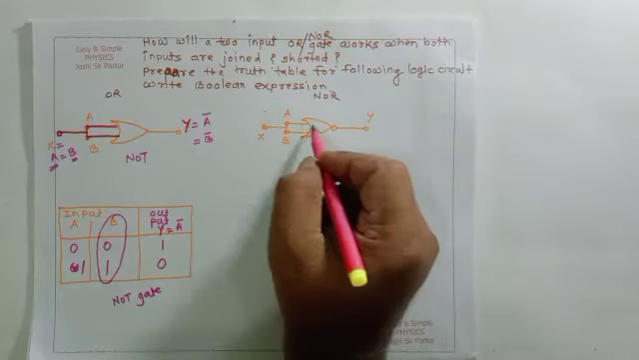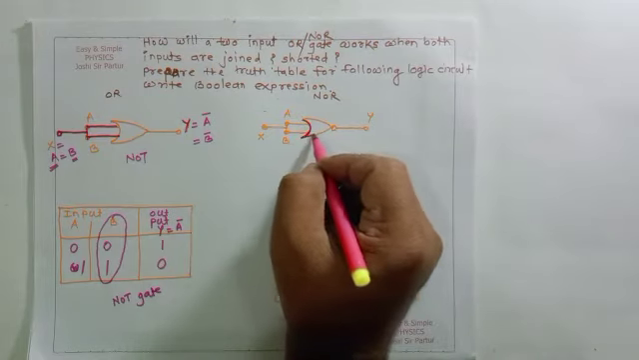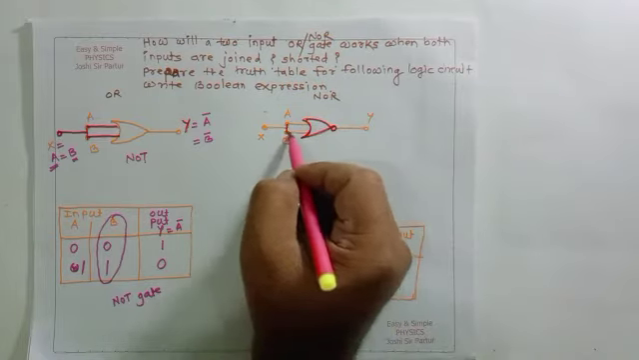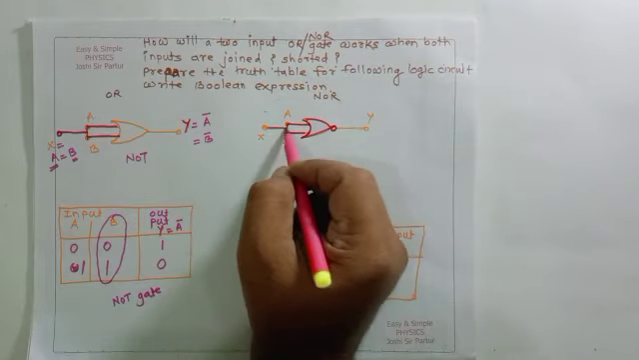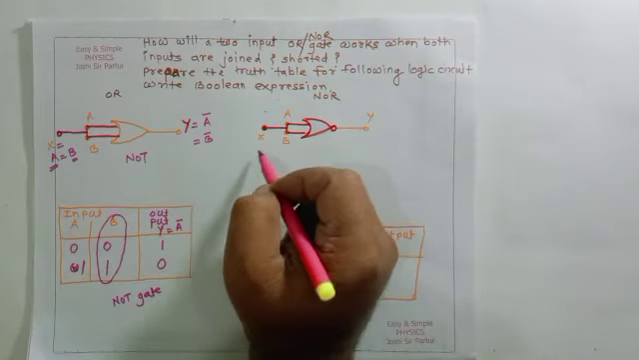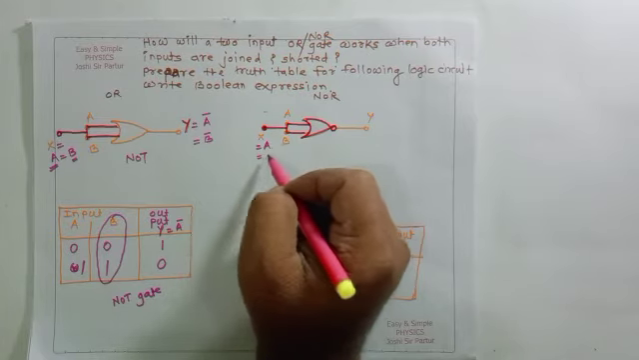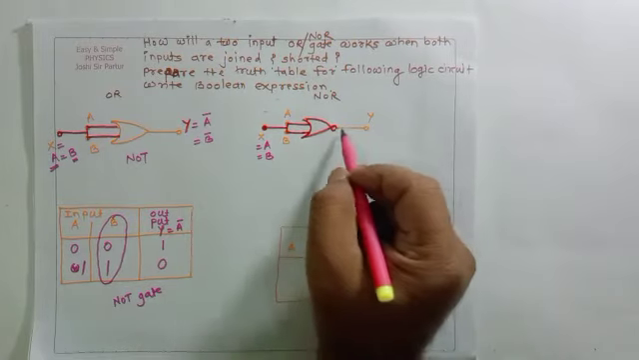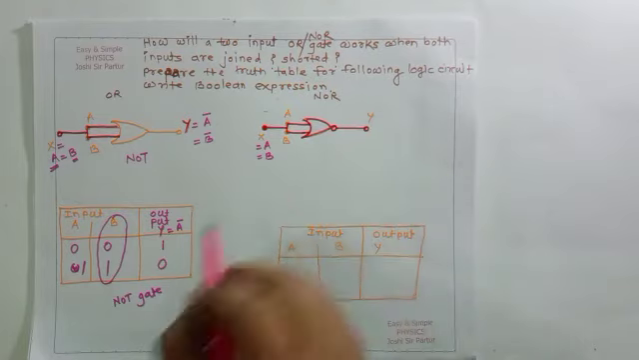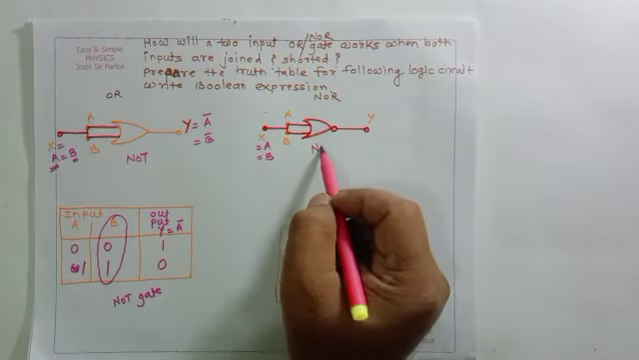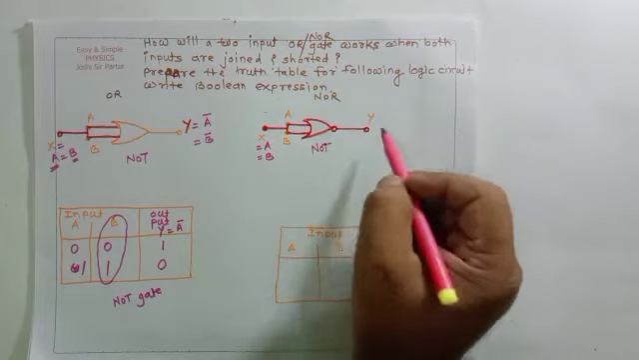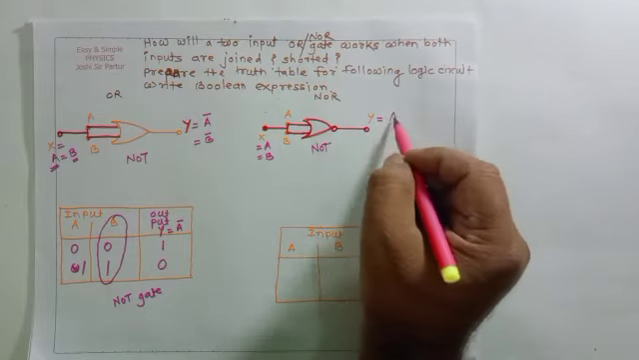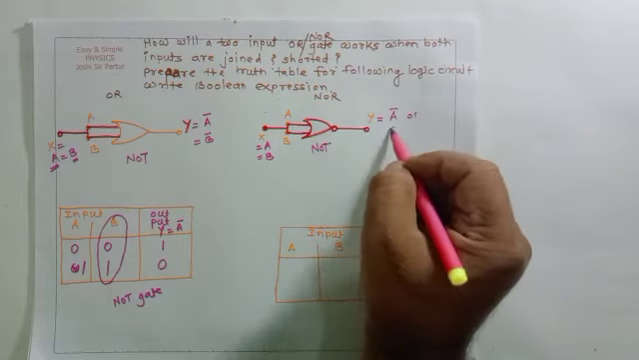Whereas the NOR gate, see here, NOR gate. What happens? When two inputs are shorted, it forms one input, X. X is equal to A, either A or B. That is one input. When one input is there, one output is there, so the circuit becomes a NOT gate. This circuit is equivalent to a NOT gate, and so the output Y for this circuit will be complement of A or complement of B.